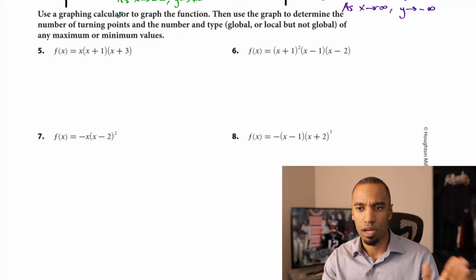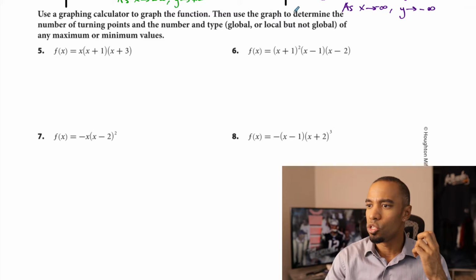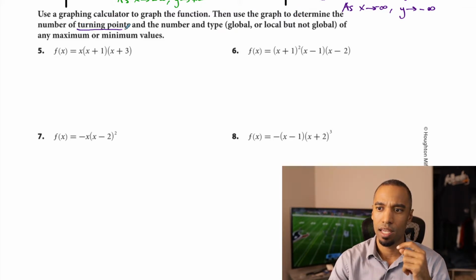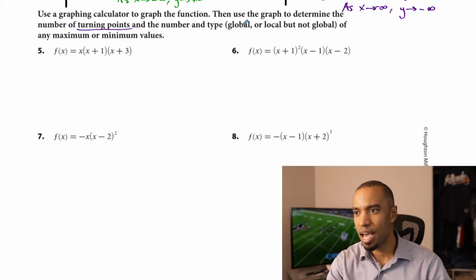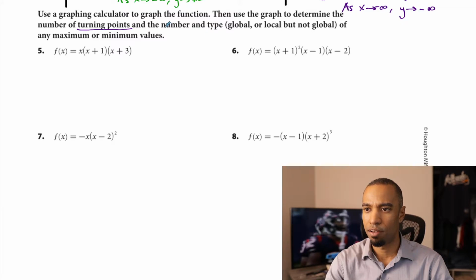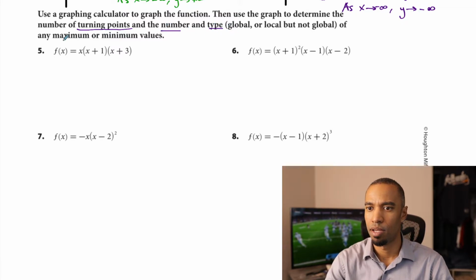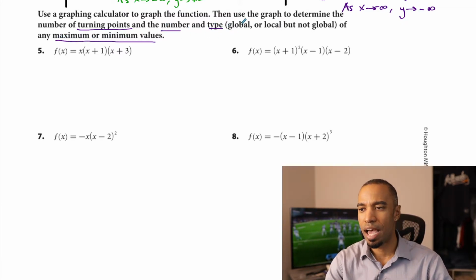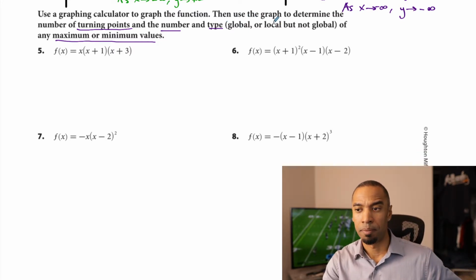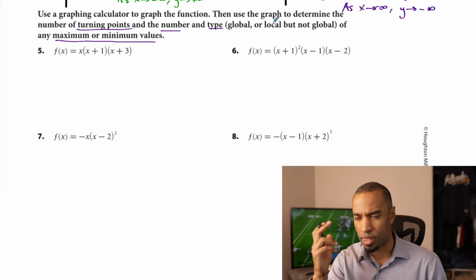Graph the function using Mr. Robinson, and then use the graph to determine the number of turning points and the number and type of any maximum or minimum values. You can either have what are called global maxes or mins and local maxes or mins. And what we do with that, the number of global?